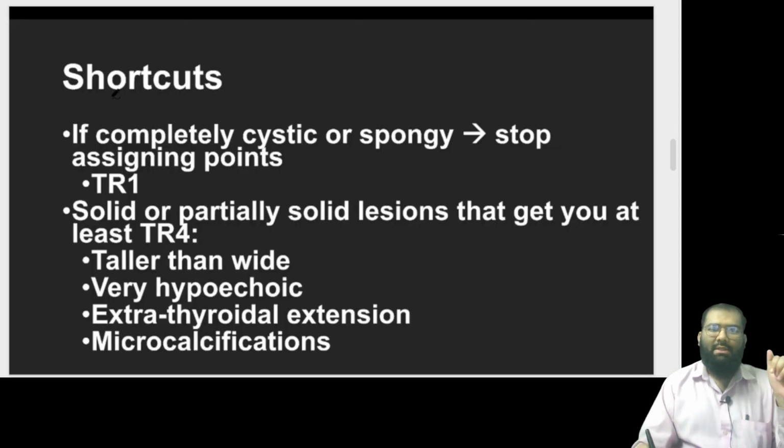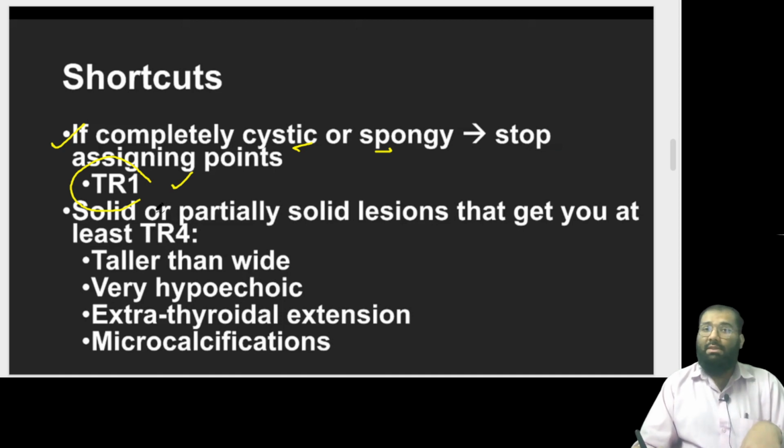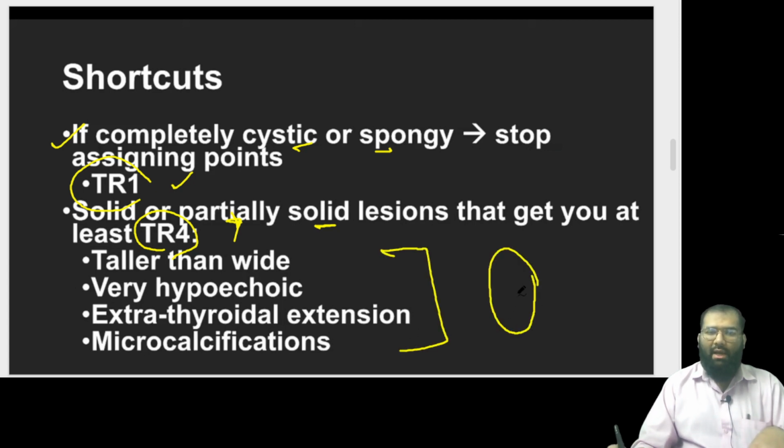So these are the shortcuts: if the lesion is completely cystic or spongy, then you have to stop assigning points there. You don't have to see size, you don't have to see margins and all. So that becomes TR1 and it finishes there, if it is completely cystic or spongy. If it is solid or partially solid, then at least you get TR4, remember. And if you have these criteria, that it is taller than wide, if it is hypoechoic or very hypoechoic, if it has extrathyroidal extension, and if it shows microcalcifications.